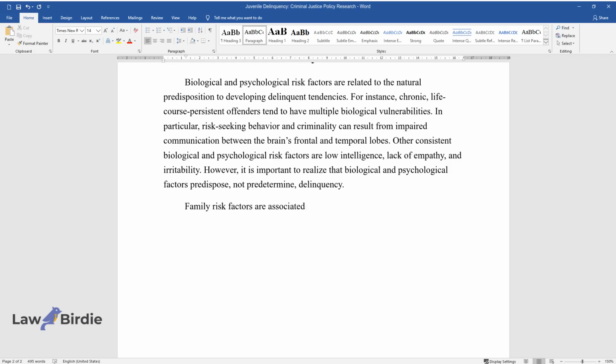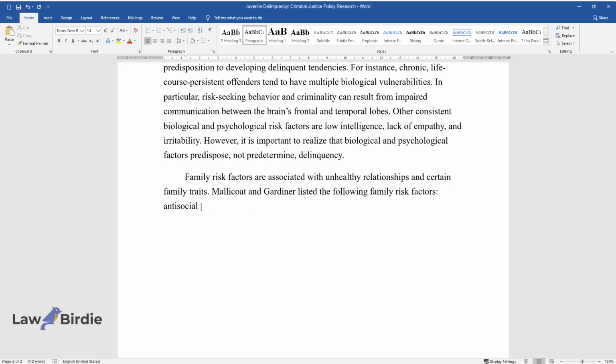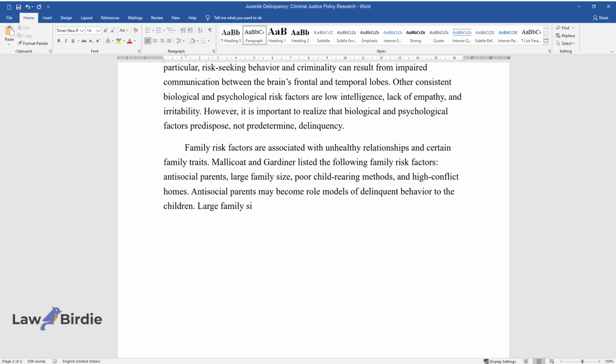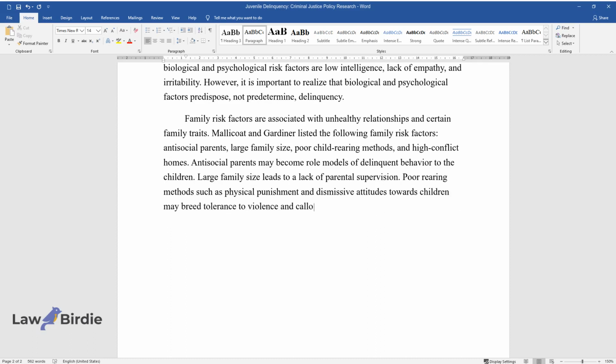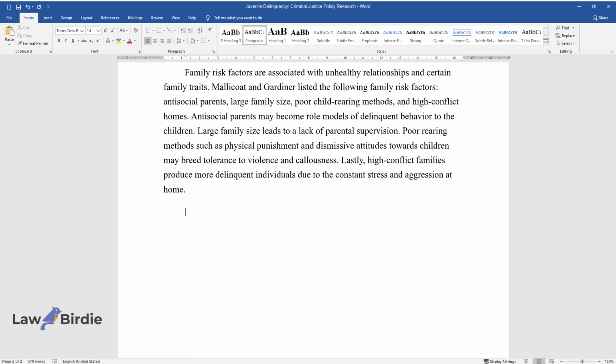Family risk factors are associated with unhealthy relationships and certain family traits. Mallicoat and Gardiner listed the following family risk factors: antisocial parents, large family size, poor child-rearing methods, and high-conflict homes. Antisocial parents may become role models of delinquent behavior to the children. Large family size leads to a lack of parental supervision. Poor rearing methods such as physical punishment and dismissive attitudes towards children may breed tolerance to violence and callousness. Lastly, high-conflict families produce more delinquent individuals due to the constant stress and aggression at home.